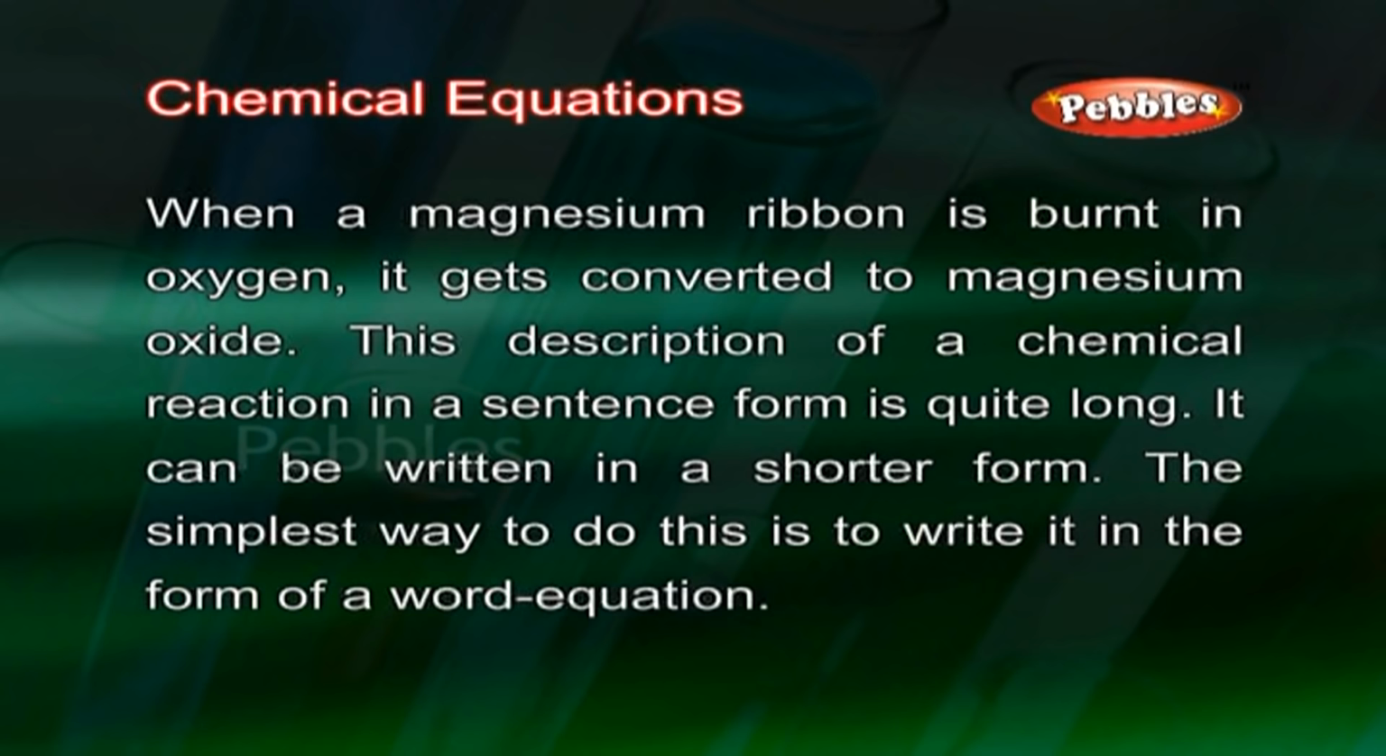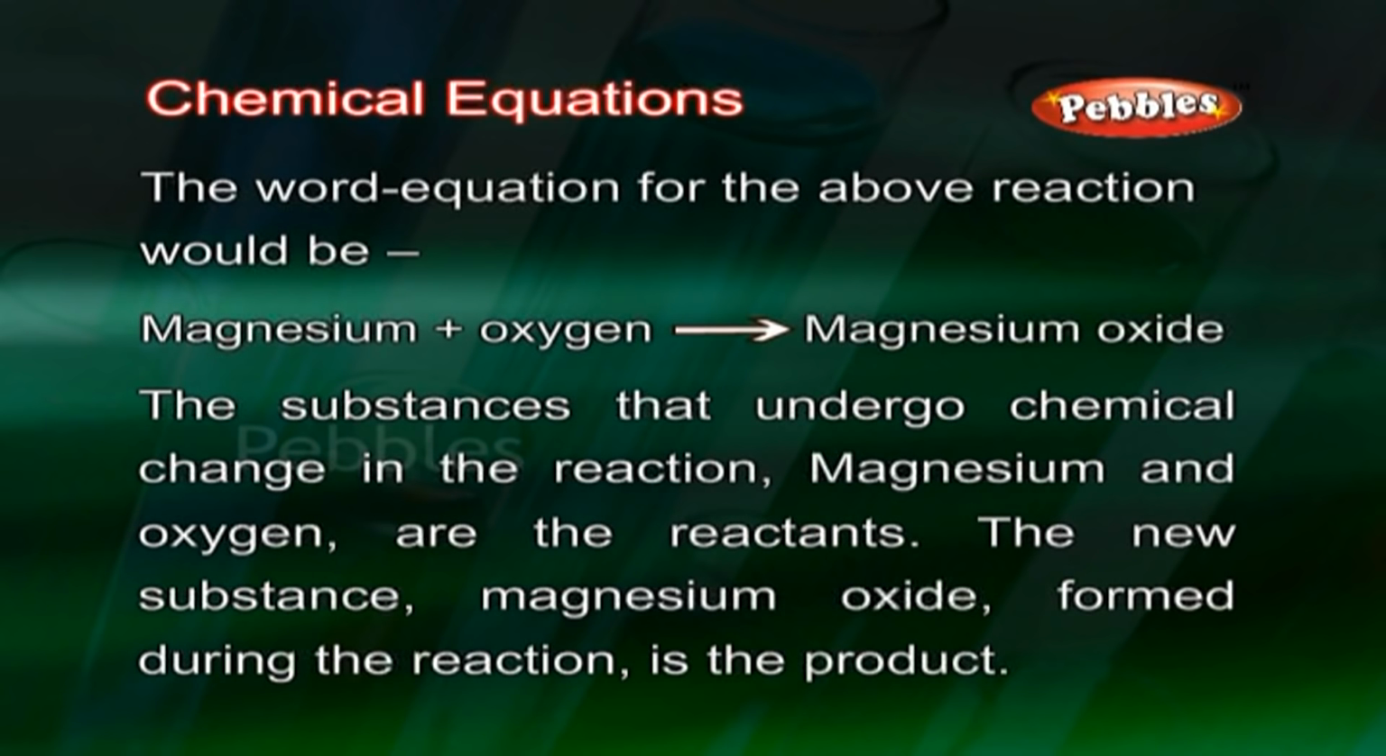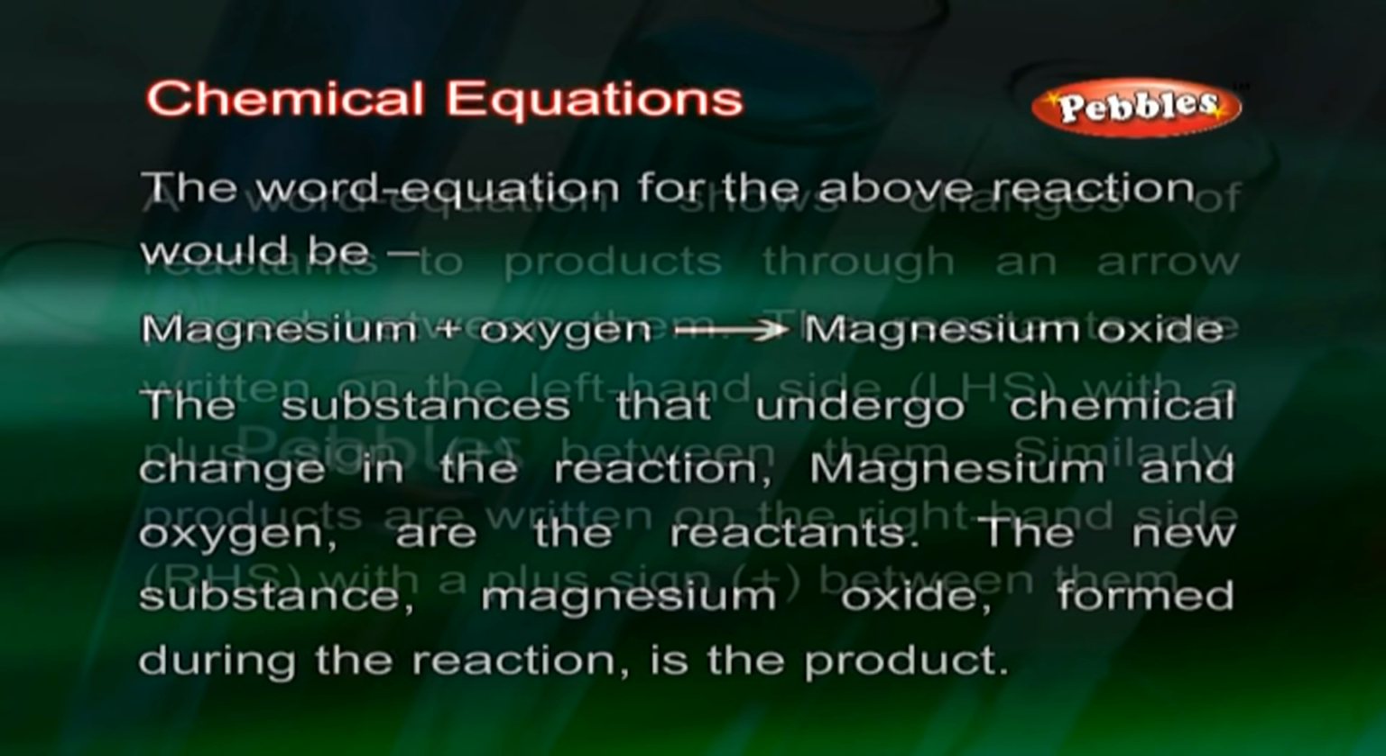The simplest way to do this is to write in the form of a word equation. The word equation for the above reaction would be magnesium plus oxygen gives magnesium oxide. The substances that undergo chemical change in the reaction, magnesium and oxygen, are the reactants. The new substance magnesium oxide formed during the reaction is the product.